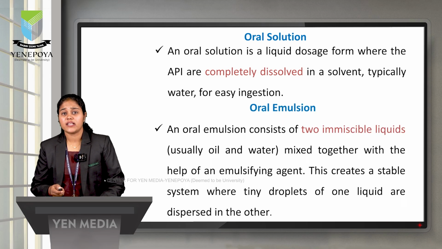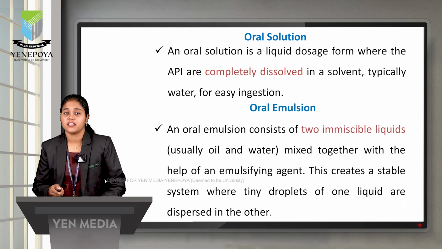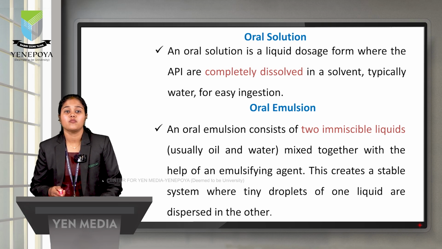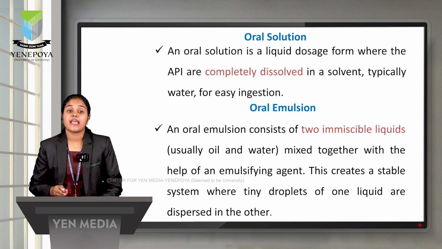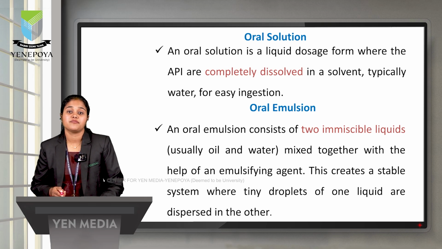We will see what is oral emulsion. Now, oral emulsion, as the name indicates, contains 2 immiscible liquids, maybe oil and water. In the usual case, if you take oil and water, they are not miscible with each other. So, how can we make them miscible? By adding an emulsifying agent. This is the speciality of an emulsion. So, it will mix together with the help of an emulsifying agent.